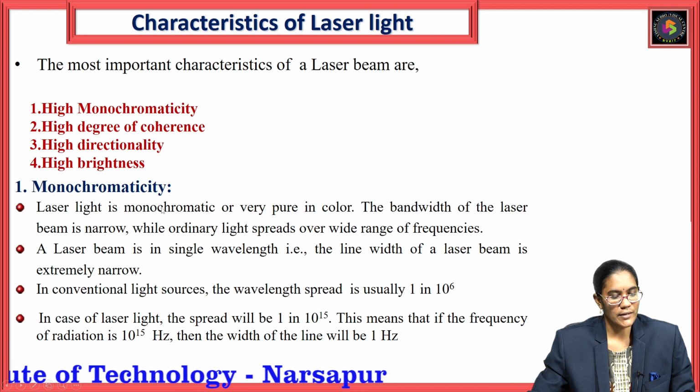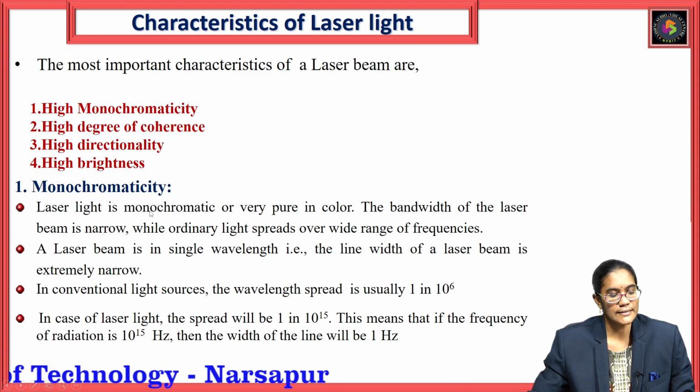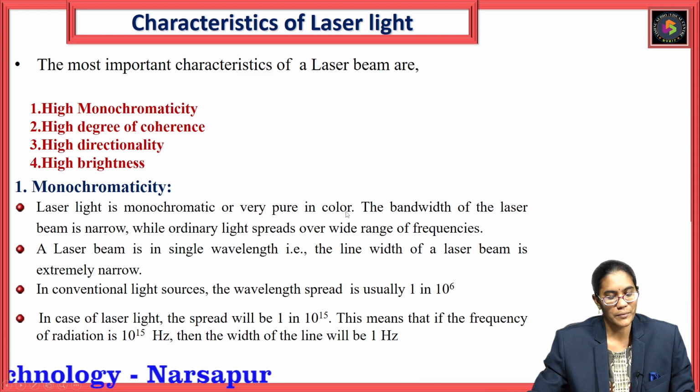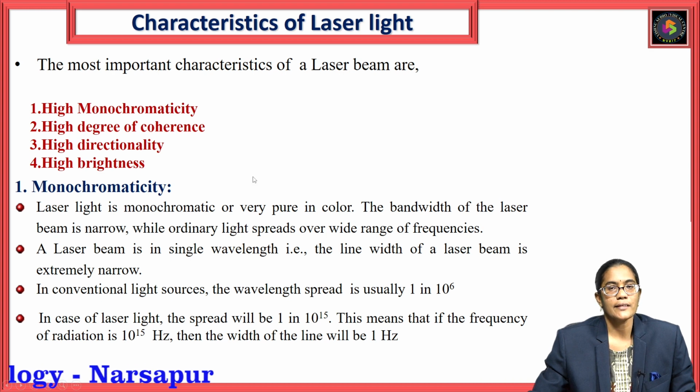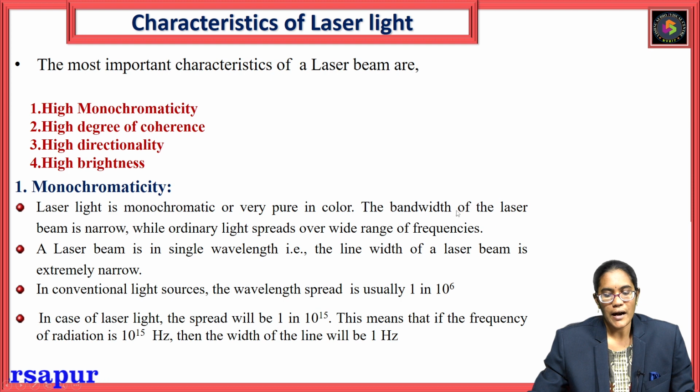Monochromaticity means that laser light is monochromatic, or very pure in color. It exhibits a single color and a single wavelength, and the bandwidth of the laser beam is narrow. In the case of ordinary light, it spreads over a wide range of frequencies. So that is the main difference between ordinary light and laser light.